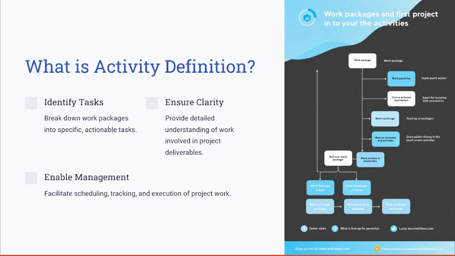So, what is activity definition? Activity definition is the process of identifying all of the tasks that must be completed to achieve the project deliverable. It involves breaking down work packages into specific activities that can be scheduled, tracked, and executed. This step ensures clarity, eliminates ambiguities, and provides a detailed understanding of the work involved, helping the team manage timelines, allocate resources, and monitor progress effectively.